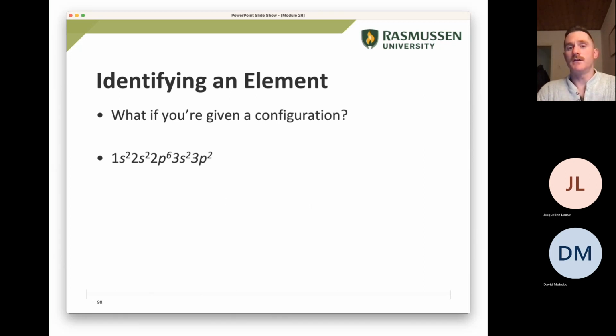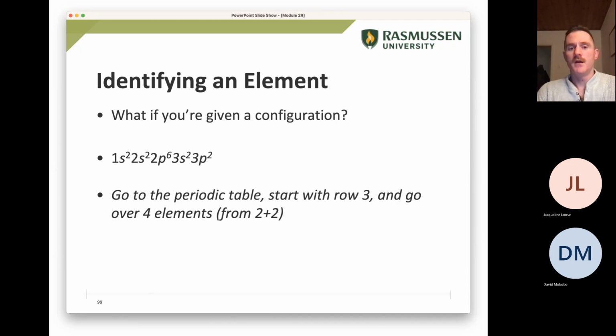So what if you're given a configuration and you're trying to figure out what the element is? How do you do that? We'll just go to the periodic table. Start with row 3. You're at 3s2, 3p2. Don't worry about the 1 and the 2. You've already gotten through the 2 rows of the periodic table, and you just go over 4 elements because you have 4 electrons in the third principal quantum number, right? Or you could just count all the electrons. 2 plus 2 is 4, plus 6 is 10, plus 2 is 12, plus 2 is 14. You can go to the 14th element in the periodic table, and you get silicon.